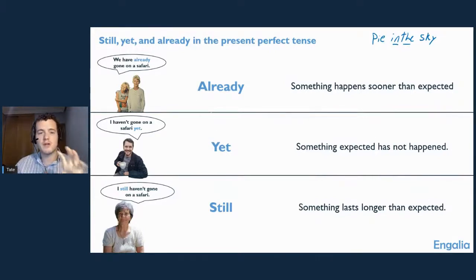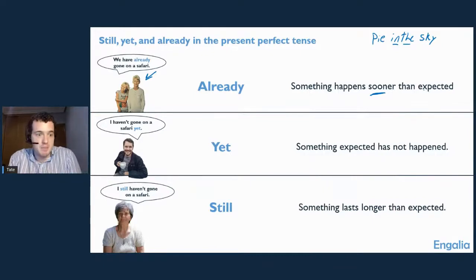And let's look at them really fast, and then we're going to practice a little bit. So with the word already, we see our children here. We see 2 kids, and they say, we have already gone on a safari. And we use the word already to show that something happens sooner than expected. If you have a notebook, this is a good thing to write down. Something happens sooner than expected.